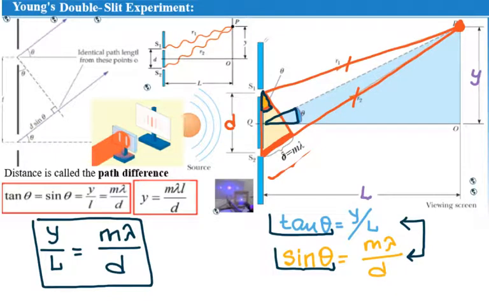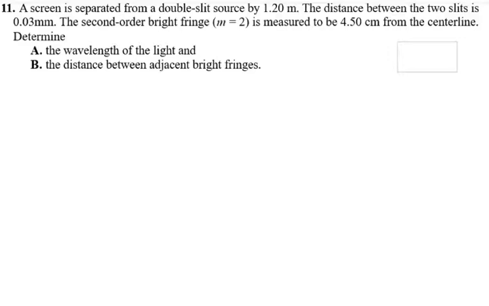And now we're going to use problems to see how we can use this formula to solve problems. So here's the first question. They say that the screen is separated from the double slit source by 1.2 meters. The distance between the two slits is 0.03 millimeters, and the second order bright fringe, where m is equal to 2, is measured to be 4.5 centimeters from the center line. Determine the wavelength of the light and the distance between the adjacent bright fringes.